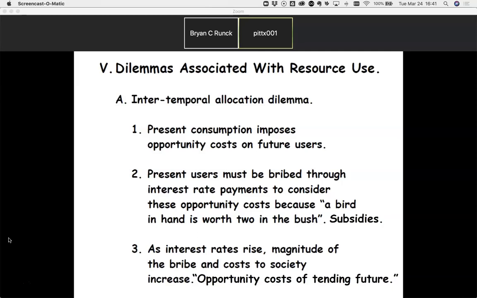In order to deal with this, present users must be bribed through interest rate payments to consider these opportunity costs, because a bird in hand is worth two in the bush. I've got the iron now, I'm going to use it. Through subsidies, then, we can come up with a strategy for balancing the distinction between present use and future use. As interest rates rise, the magnitude of the bribe and the costs to society increase. These are the opportunity costs of tending to the future.